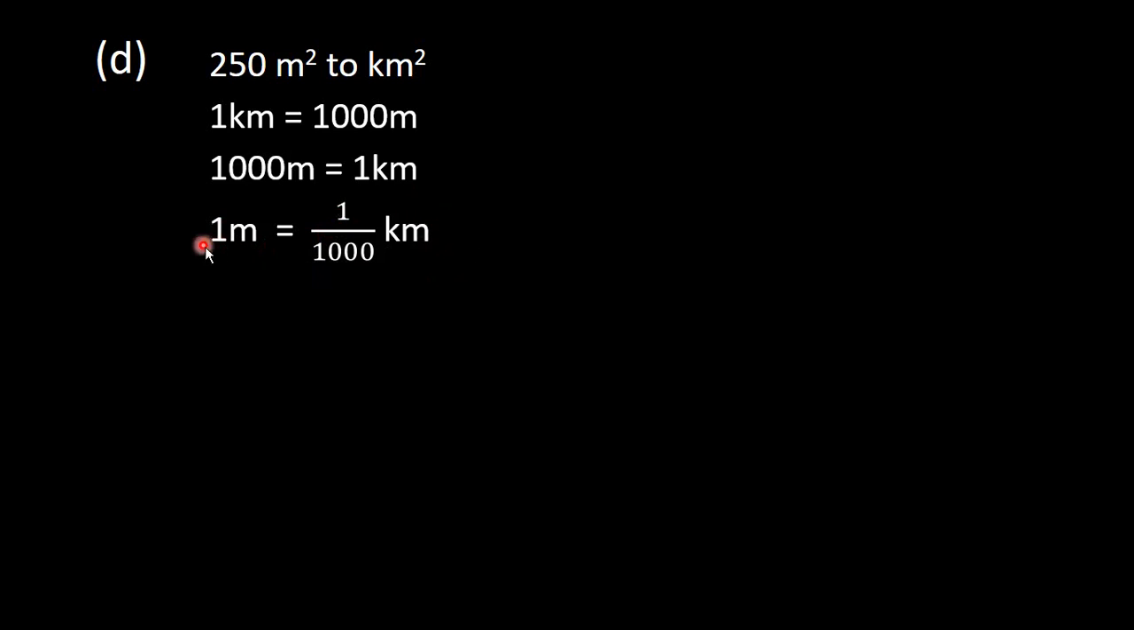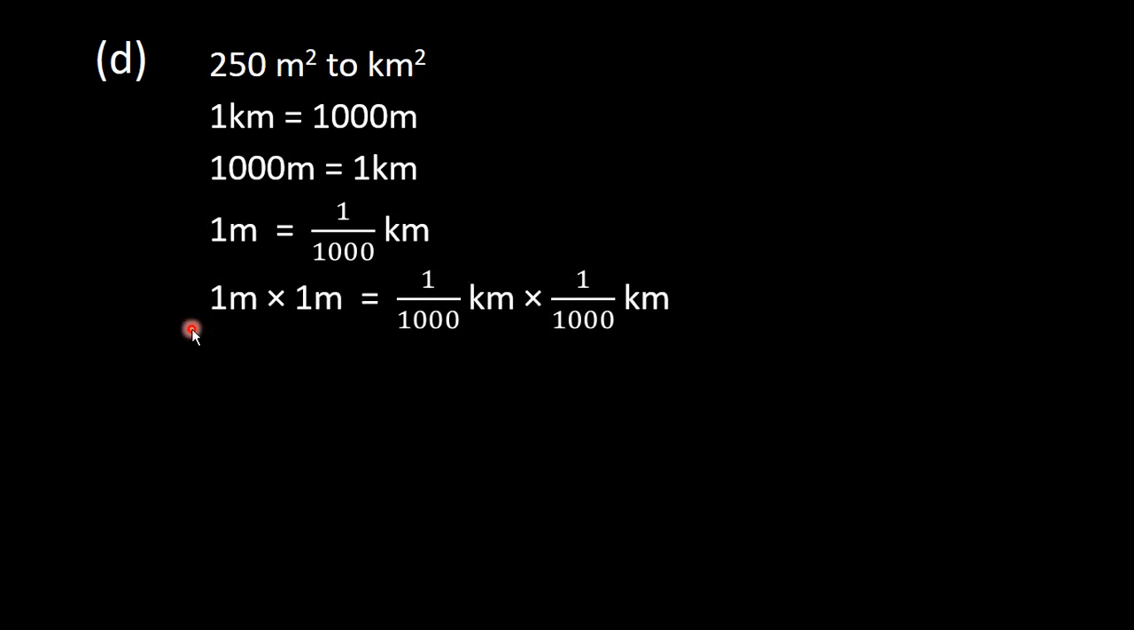Now, if we square both sides, we shall have 1 meter squared is equivalent to 1 over 1,000 kilometers times 1 over 1,000 kilometers, which will give you 1 over 1 million kilometers squared. That is 1 meter times 1 meter is also going to be 1 over 1,000 kilometer times 1 over 1,000 kilometer. That means that 1 meter squared is going to be 1 over 1 million kilometers squared. After reaching this, you are just at the point.